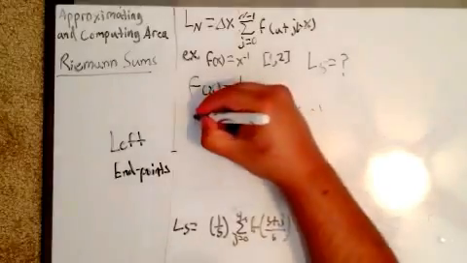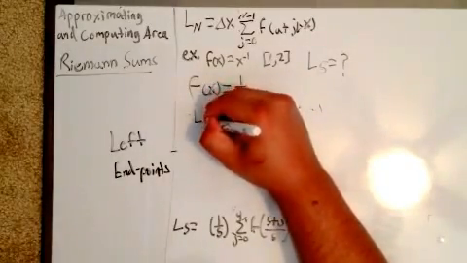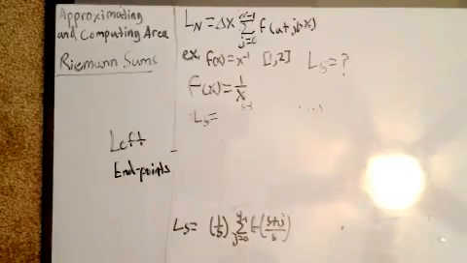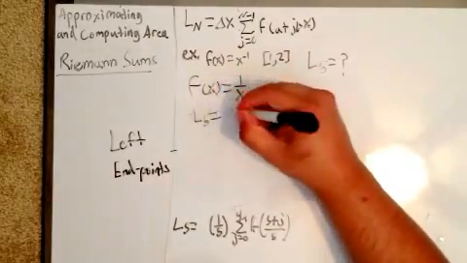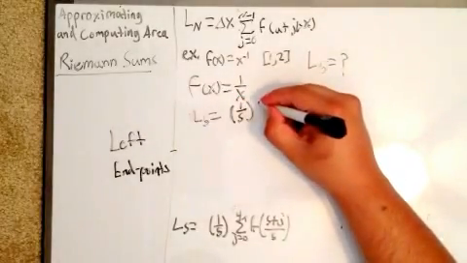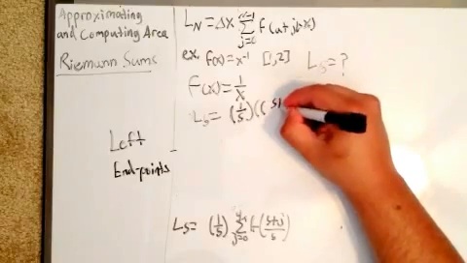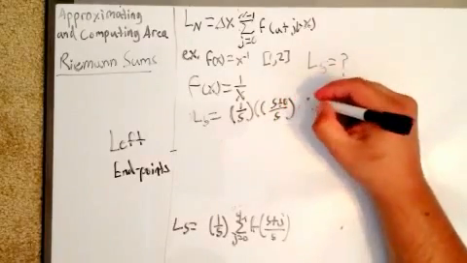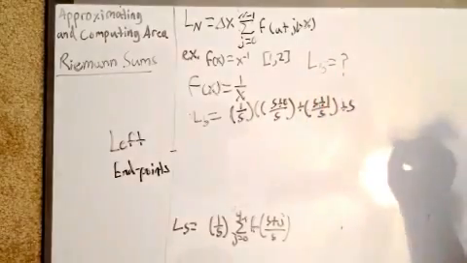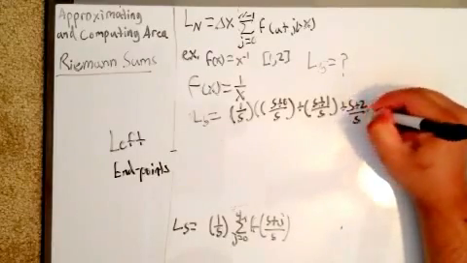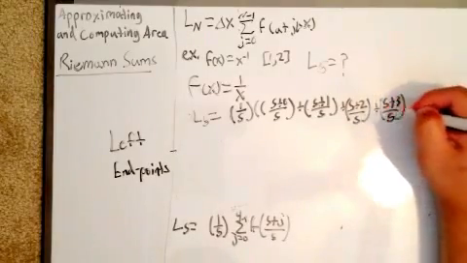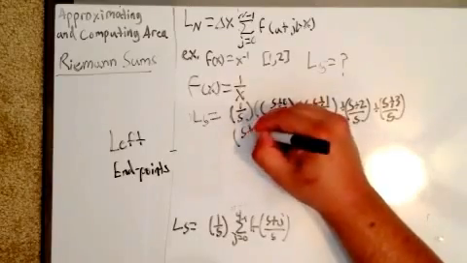So L of 5 is equal to 1/5 times 5 plus 0 over 5, plus 5 plus 1 over 5, plus 5 plus 2 over 5, plus 5 plus 3 over 5, and we're just going to go 5 plus 4 over 5.